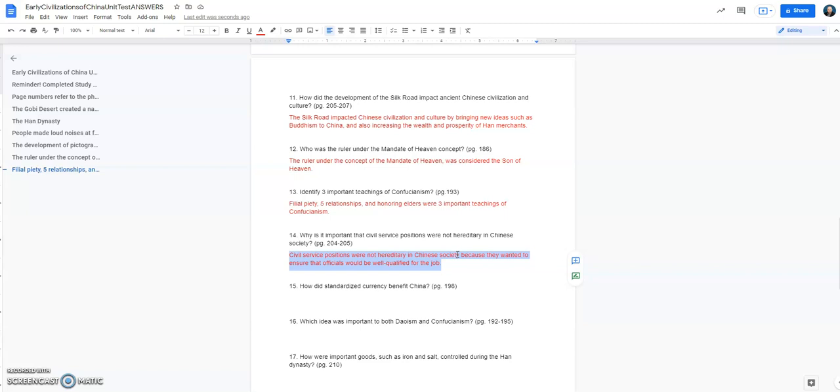So they made it not hereditary, right? Anybody could get the job. Just because your dad had a certain position doesn't mean that you get that position. Not in Chinese society, right?